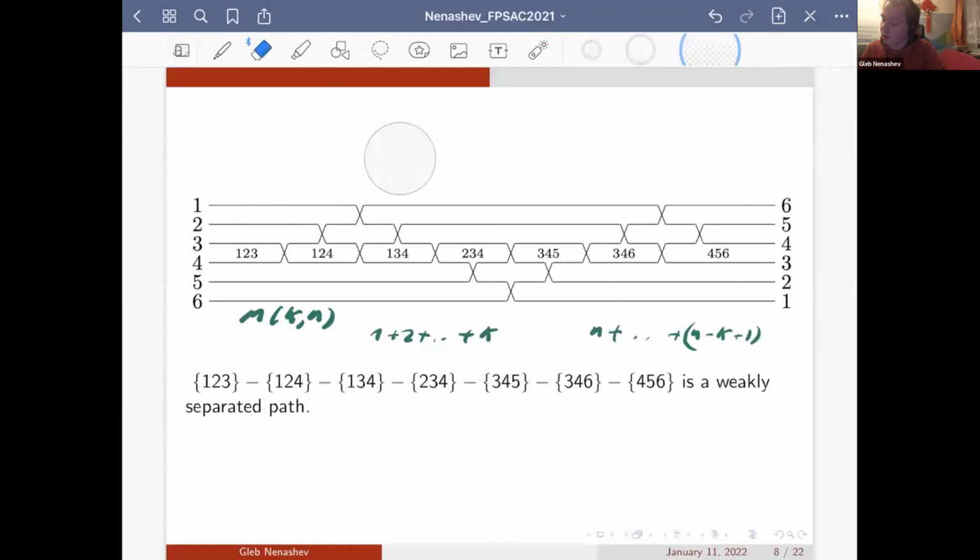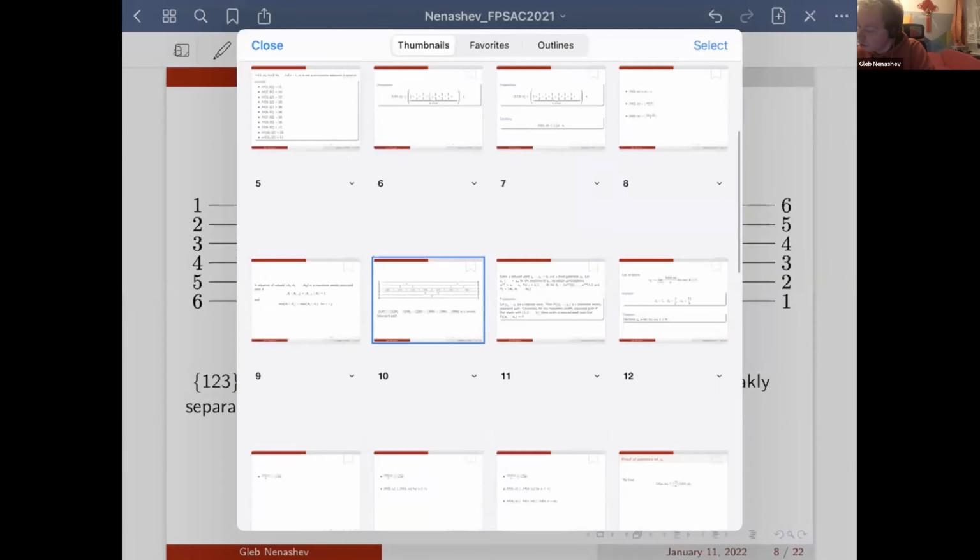And it's the idea of how to prove the second proposition. Let's go back.